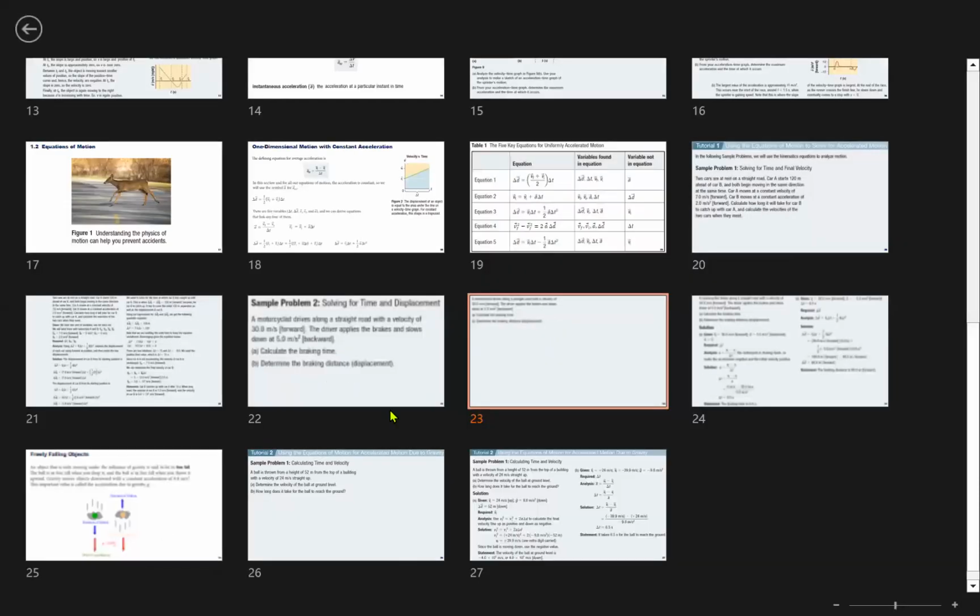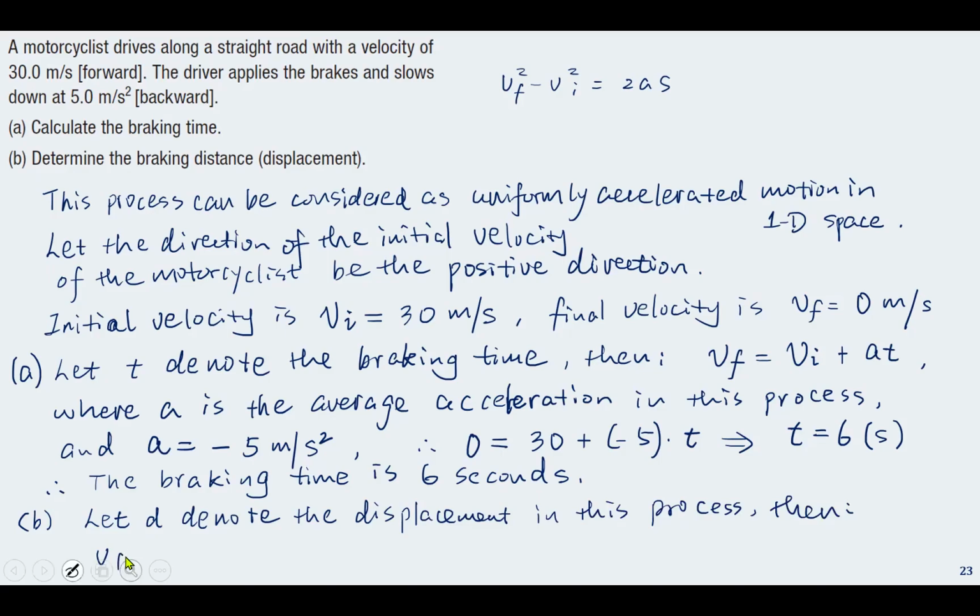VF squared minus VI squared equals 2AS. Also, please be careful with all the variables here. All variables are vectors in one-dimensional space. That means you should keep the sign, whether positive or negative, in that equation, okay?